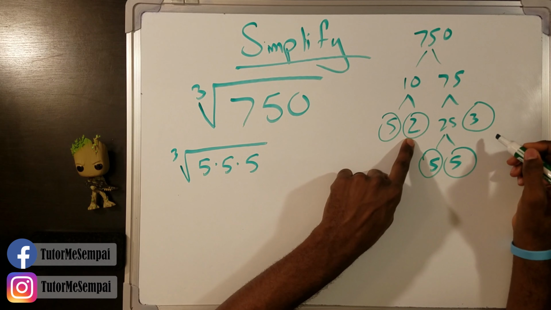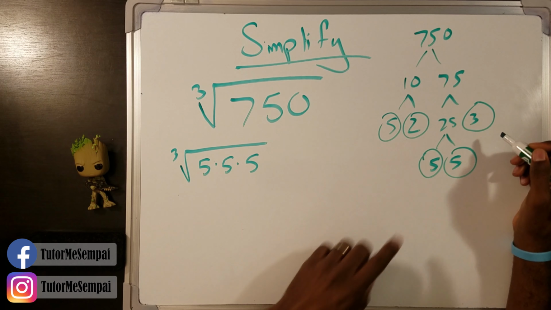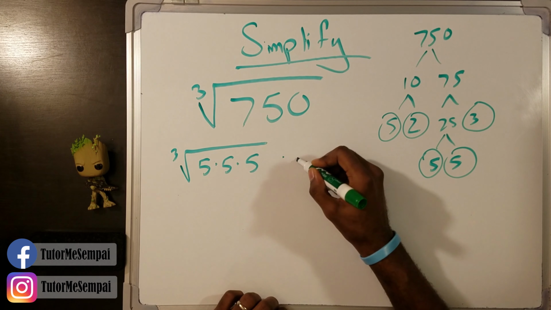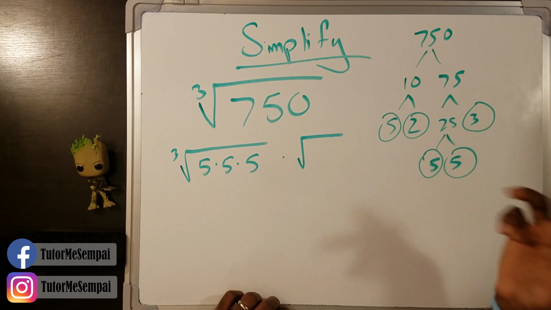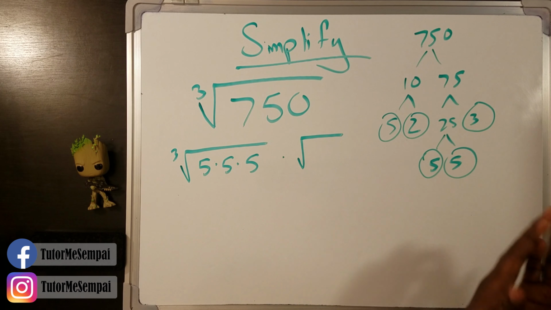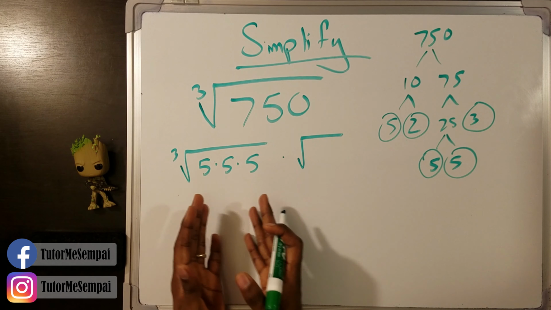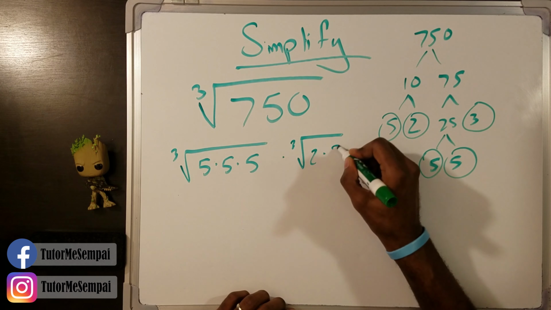Now what's left? You have a 2 here. How many 2s? Only 1. So that can get its own radical, but you only have a 3 left. So let's put both of those together because that's what's left over. If you have anything just left over, you can't group them into 3s, then put them all in the same radical. So this is going to be 2 times 3.